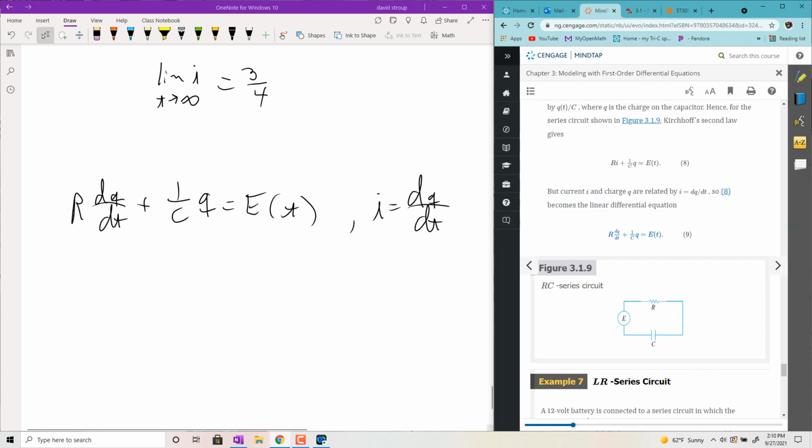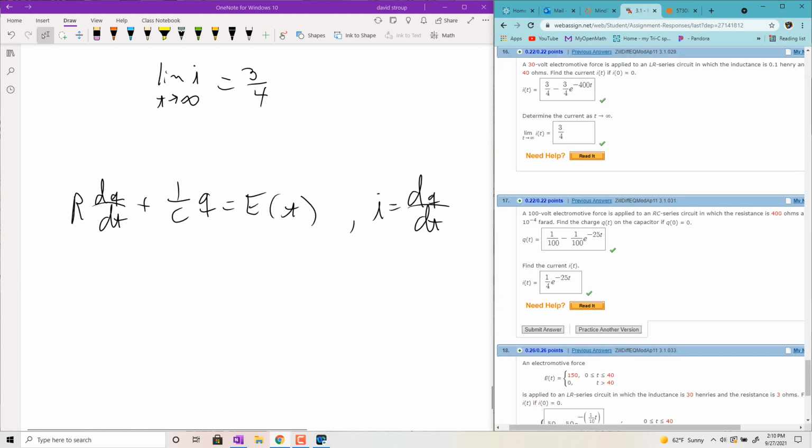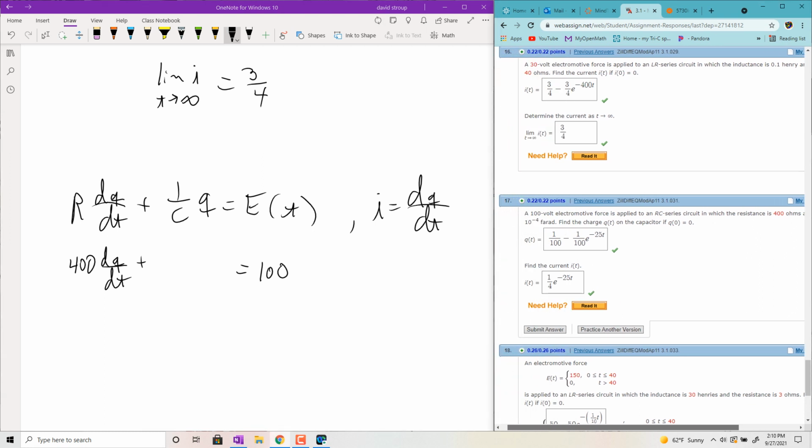And then where's our book? So I need that formula. Okay, so I got the formula. 100 volt electromotive force, so E of t is 100. The resistance is 400 ohms, so 400 dq over dt. And then they say the capacitance is 10 to the negative 4 farads.